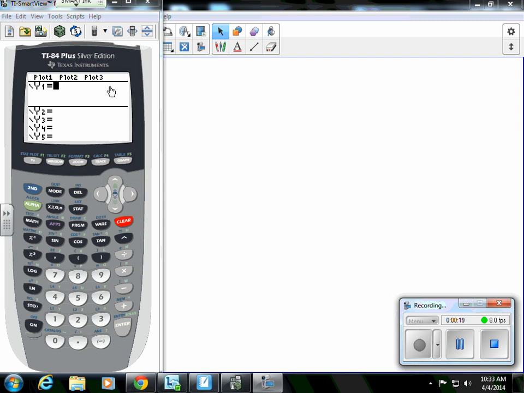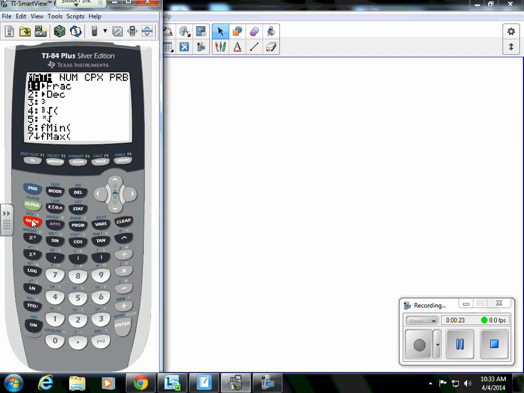Once I'm at my graphing screen, I'm at y equals, I'll hit the math function key. I'm going to cursor from math over to number by using the right cursor key. And the very first option here is ABS, which is absolute value. I'm going to choose number 1.